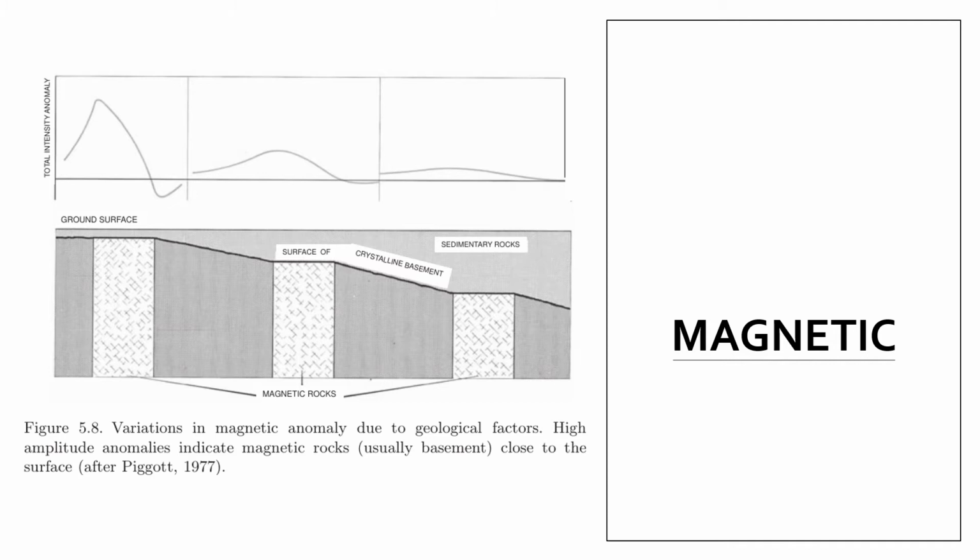as opposed to an area where you are quite far from your magnetic rocks or your magnetic basement rocks, like here. So you have a lot of sedimentary rocks here. So what you get here is a more subdued reading of your total magnetic intensity.